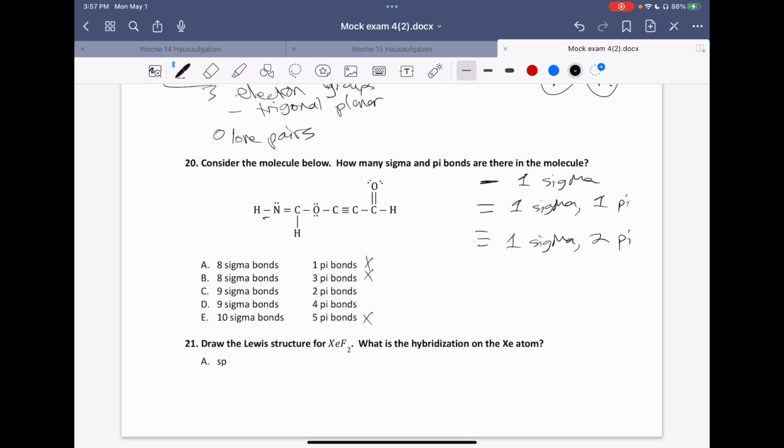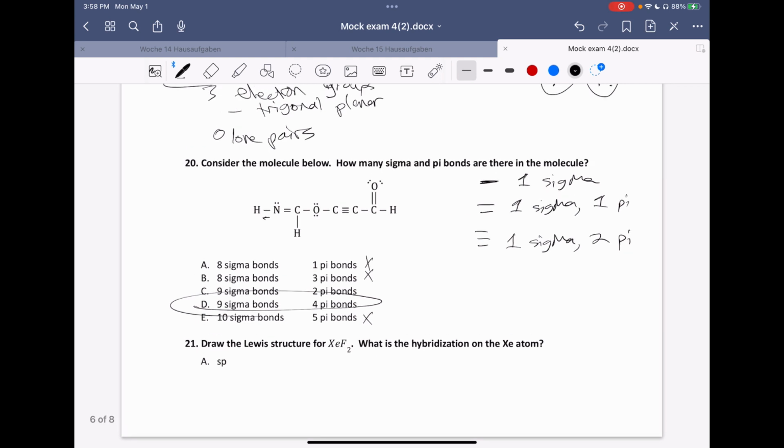And then we need to look to the double and the triple bonds. And then we see that there is a double bond here, and then a triple bond. So there should be a total of 1 pi from here, 2 pi from here, and then 1 pi from here for a total of 4 pi bonds. And that is our answer choice D.